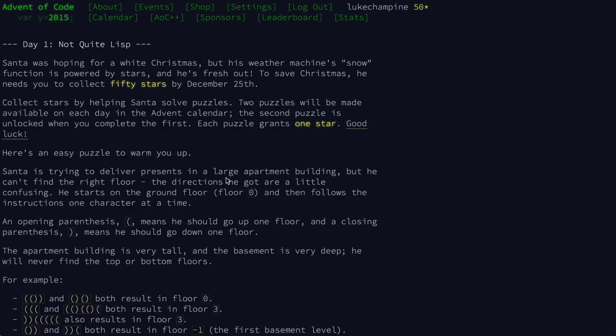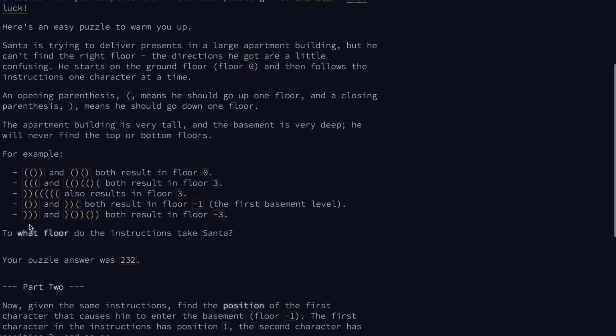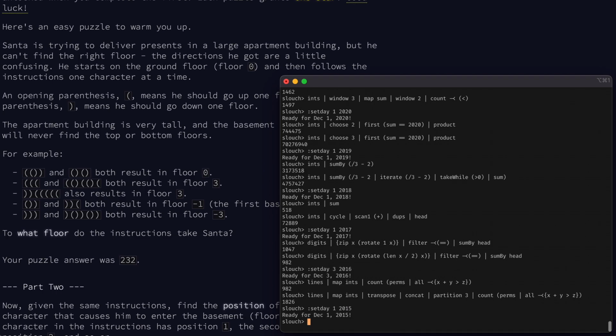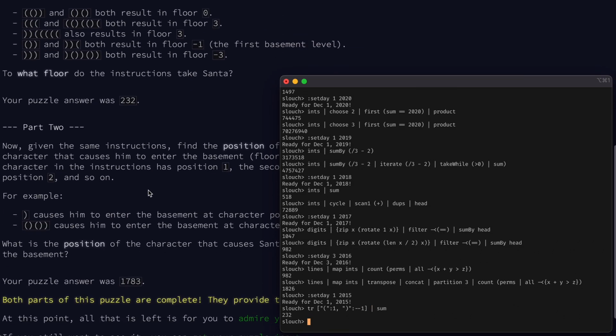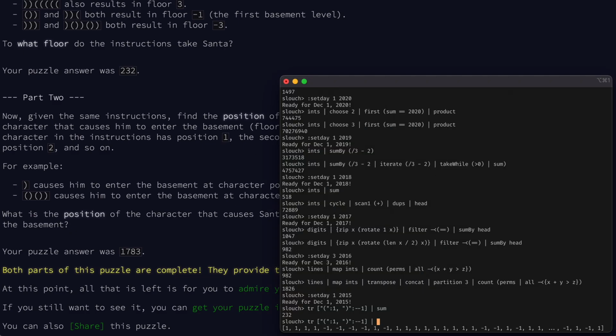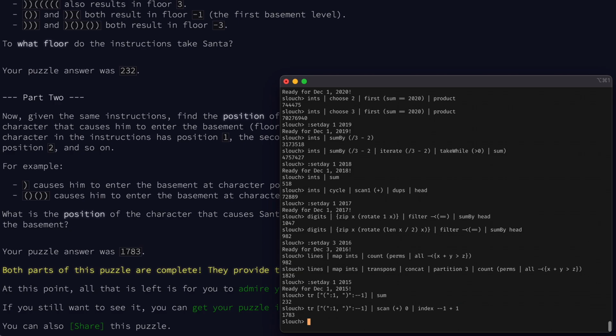1826. All right, good. All right, last day, 2015. This one, basically mapping an open paren to a plus one and a closed paren to a minus one. So we're going to use translate. That becomes one. And that becomes a minus one. Sum them all together to get part one. And then part two, find the position of the first character where you enter the basement. Okay, so that's going to become scan. And then we want to find the index of negative one. But because it's zero based offsets, we need to add one. And there we go.